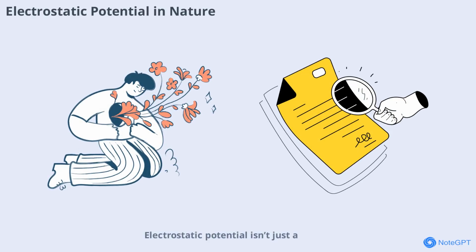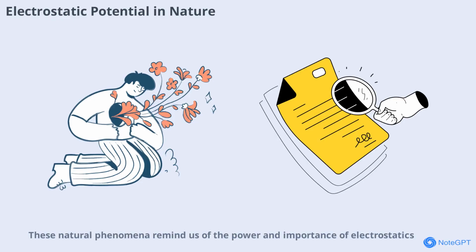Electrostatic potential isn't just a laboratory concept, it's found everywhere in nature. Lightning is a dramatic example, where a huge potential difference builds up between clouds and the ground, eventually discharging as a powerful bolt. Even the static shock you feel after walking on carpet is a result of electrostatic potential differences. These natural phenomena remind us of the power and importance of electrostatics.